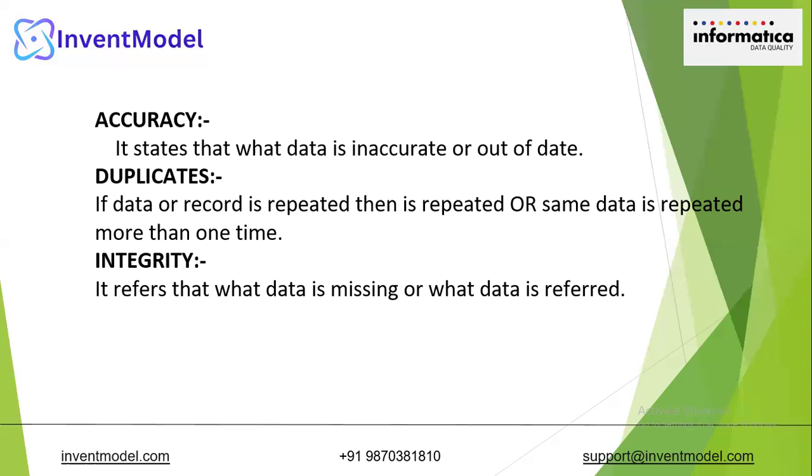And the third and last one is integrity. It refers to what data is missing or what data is referred. In integrity, we find whether any data is missing from our data or not, whether the data is complete or not.